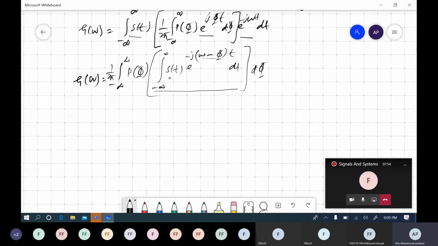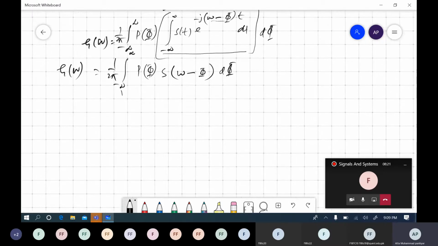Now if you compare this equation with the Fourier transform equation, the omega axis is shifted by phi. So the complete transform can be written as S of omega minus phi times P of phi, integrated over phi from minus infinity to infinity, times 1 over 2 pi, right? This is G of omega, right?